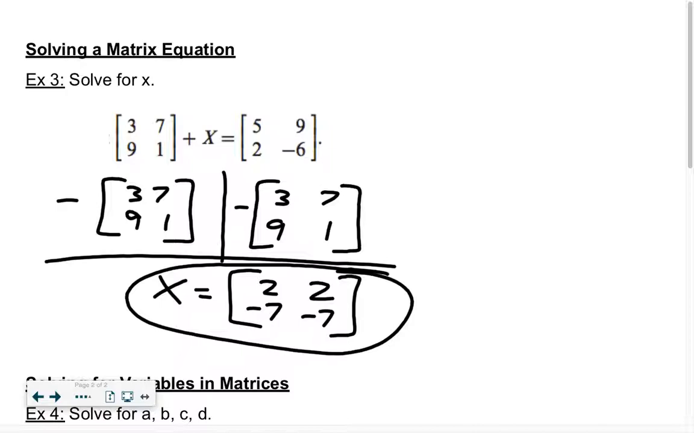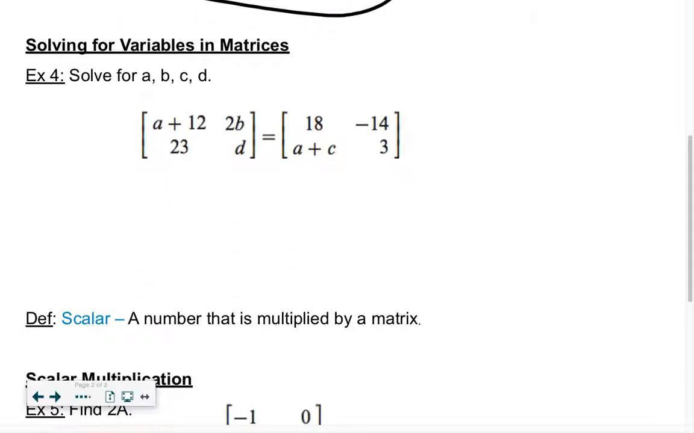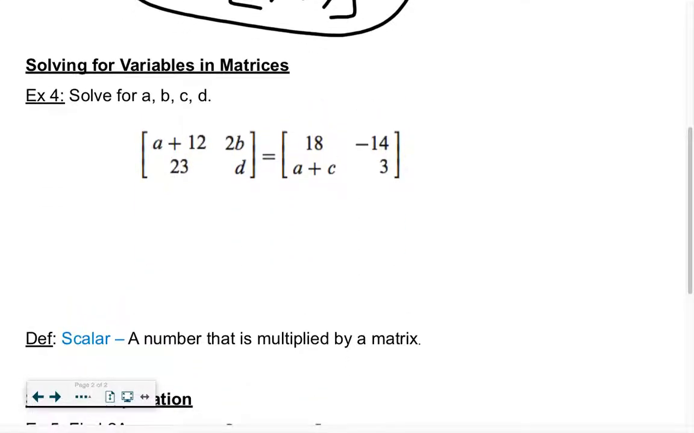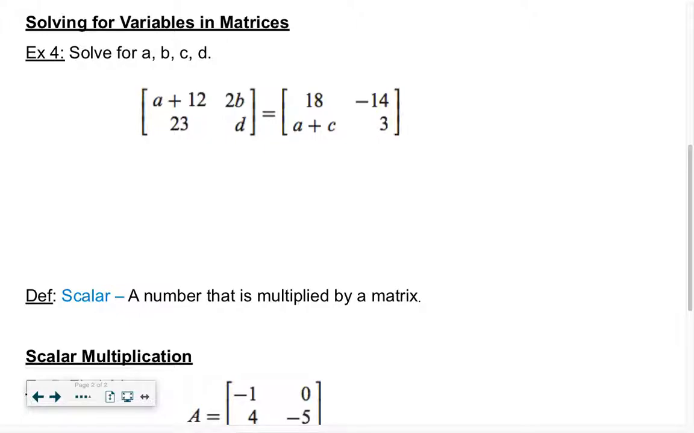And just like back in the day when we would check our answer here, we would take 3 and plug it in. Yes, 4 plus 3 is 7. We could do the exact same thing here if we wanted to. We could take the 2, 2, -7, -7, plug it in there, and see if we come up with that matrix as well. That is solving matrices. Solving for particular variables within a matrix.